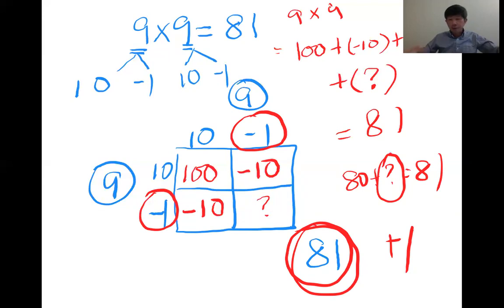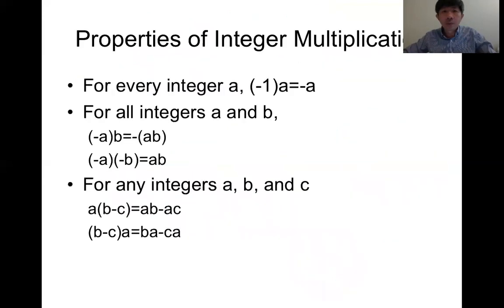Now, let's move on. Some of the properties I need to go over. Property of integer multiplication: for every integer a, negative 1 times a is equal to negative a. For all integers a and b, negative a times b is equal to negative ab. Now we have negative a times negative b, which is equal to ab. Okay, now we answer the question why a negative times a negative is positive, right? We can use 3 different models to explain it.